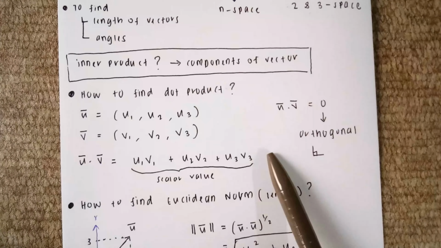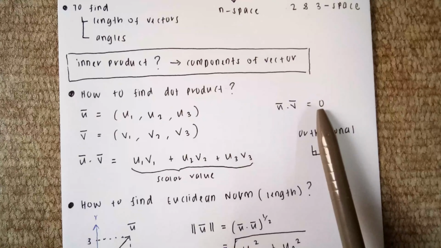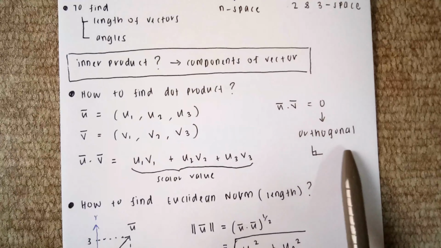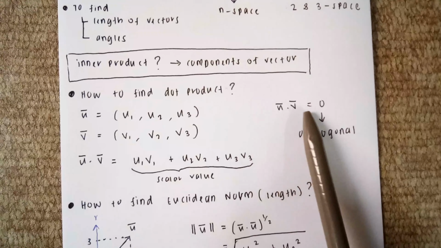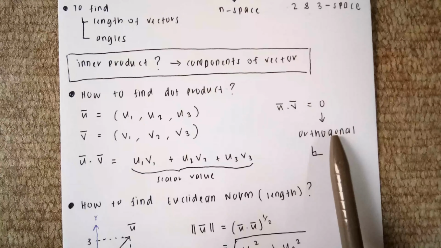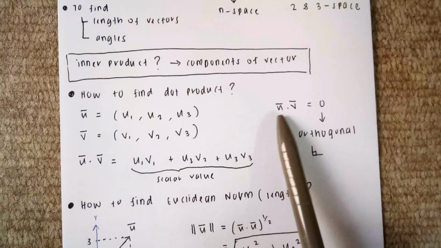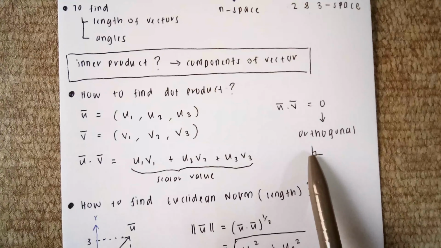So I have a question here. What if the dot product becomes 0? When it becomes 0, it means that the two vectors are orthogonal. It means that the angle between vector u and v is 90 degrees.